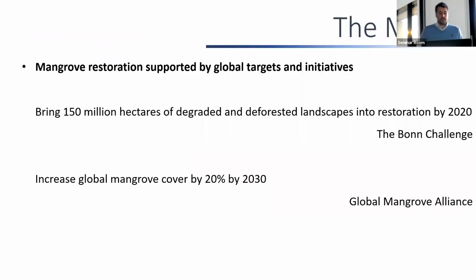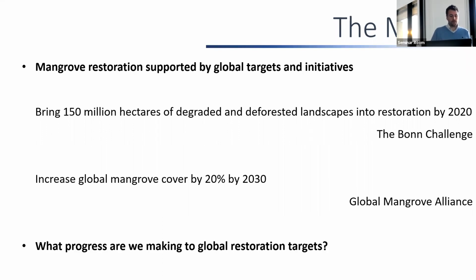So mangrove restoration is supported by numerous global targets and initiatives. By 2020, we were supposed to bring 150 million hectares of degraded or deforested landscapes into restoration as part of the Bonn Challenge, and that included mangroves. The Global Mangrove Alliance, a collaboration of multiple NGOs, has a target to increase mangrove cover by 20% by 2030. But the question I always raise is, what progress are we making towards global restoration targets?